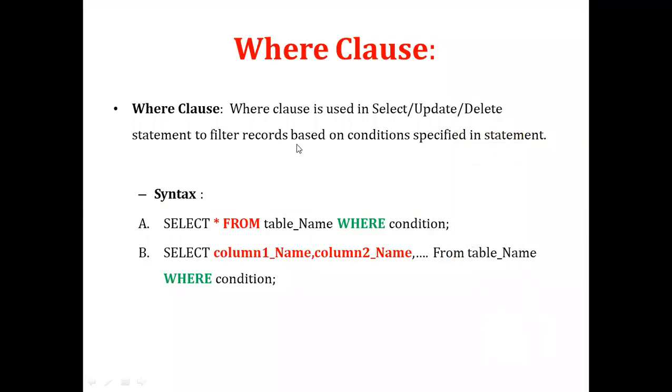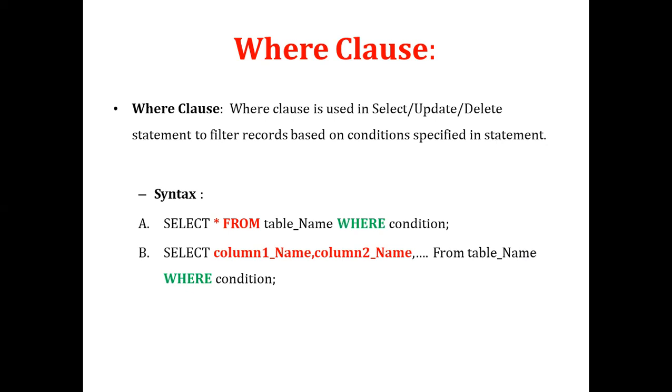So what is this Where clause? Why is it used? The Where clause is used in a select, update, or delete statement to filter the records based on the conditions specified in the statement. As we already know, a database contains very huge and complex data. Out of this huge data, if you are interested in retrieving only the required, specified data, how can you achieve this from the database? To retrieve only specific data, we use the Where clause.